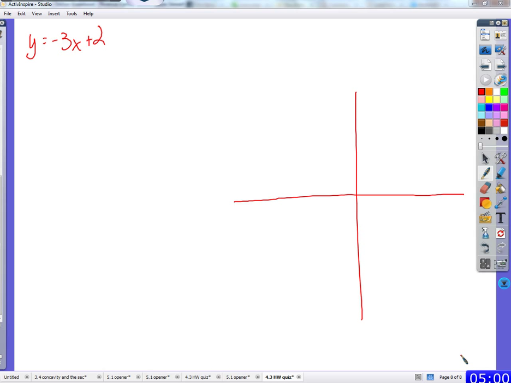Is that a raising of the hand? Yes, Nathan? X is 0 and y is 2. Well, we don't even have to write this down, do we? Put a 0 in for x? No, it's obviously going to be zero right here. We put zero for x, so we just get two.